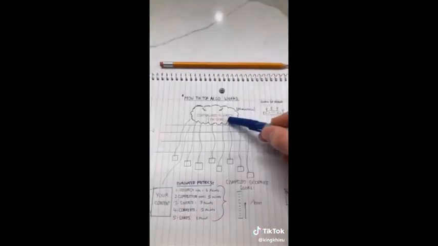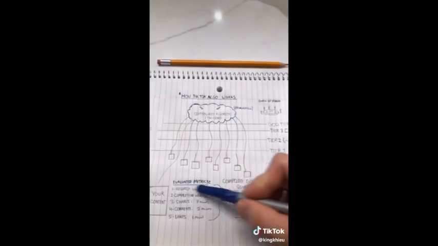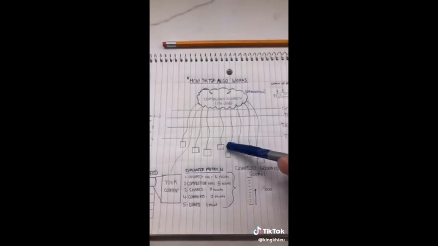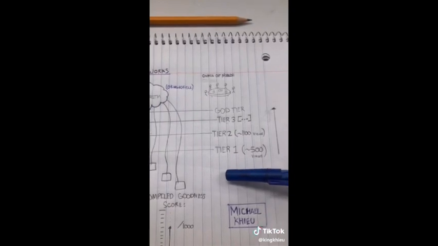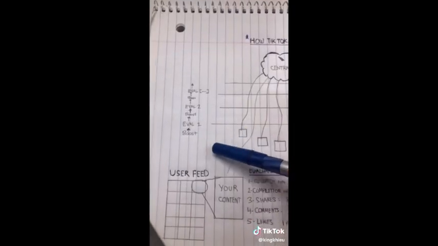Okay, so at the top we have the centralized algorithm, the cloud that oversees all activity on the platform. The little squares over here are the user's content. Now here's what happens when you post a video. Your video is going to get boosted to a certain amount of people, and then a first evaluation is going to happen. Here's how the eval is going to look like.